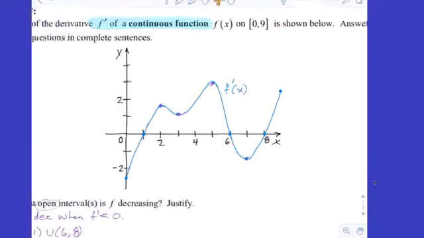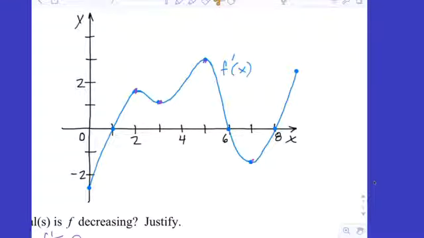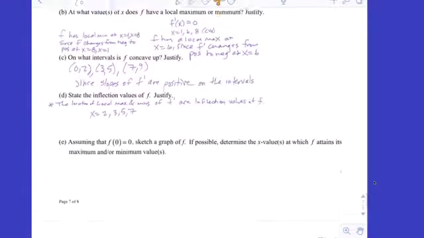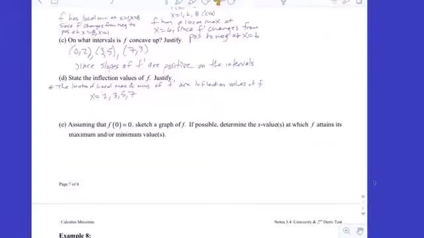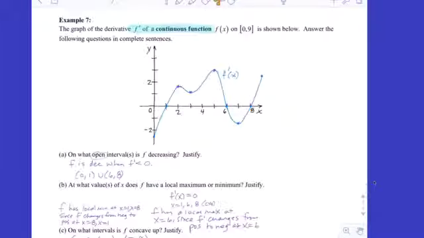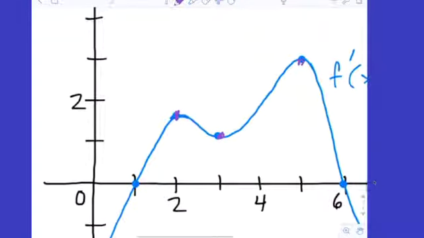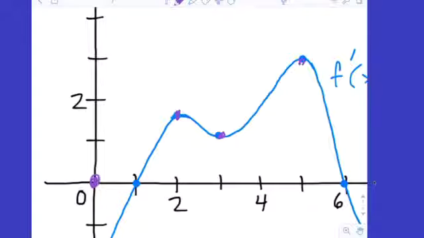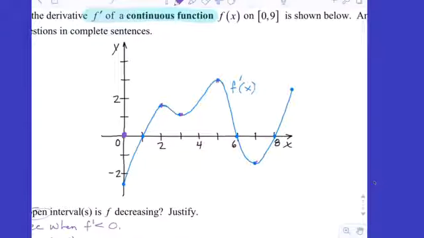Now, part E. Sometimes they might ask you to try and determine where the graph of the function has an absolute max or an absolute min. This is kind of the same activity. It says, assuming that f of 0 is 0, sketch a possible graph of f, and then determine where it has its max and min. So they're giving you a starting value. F of 0 equals 0. So if we start at the origin, now we need to draw a prospective graph on top of this graph.